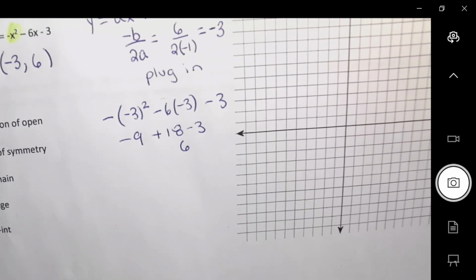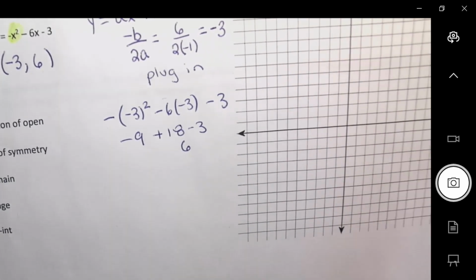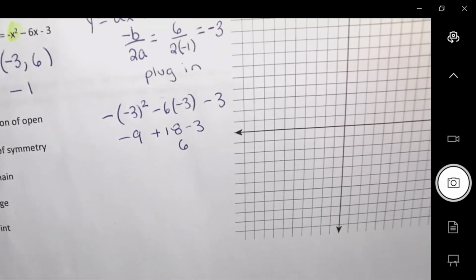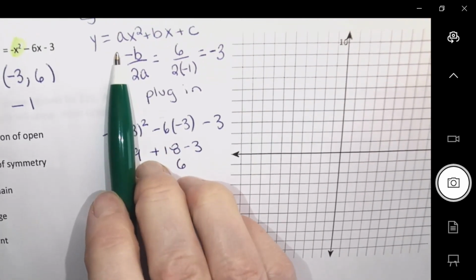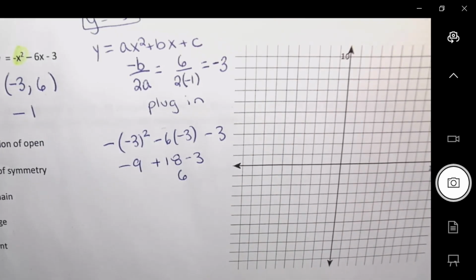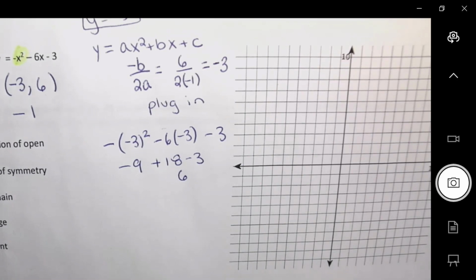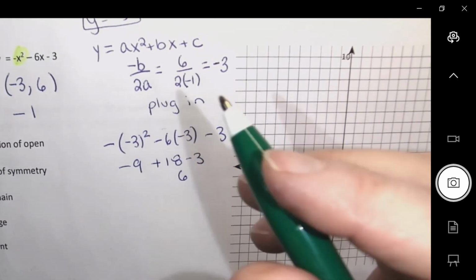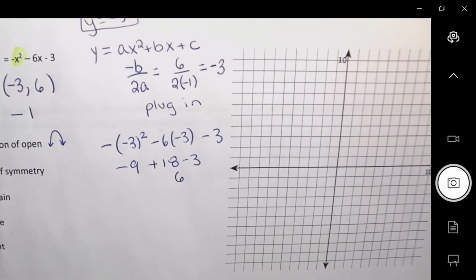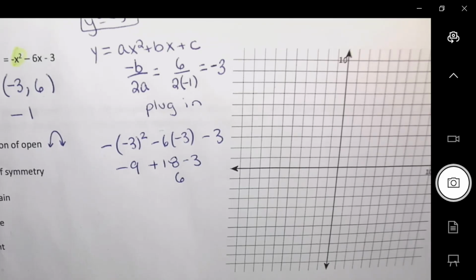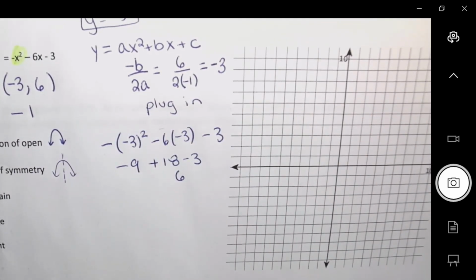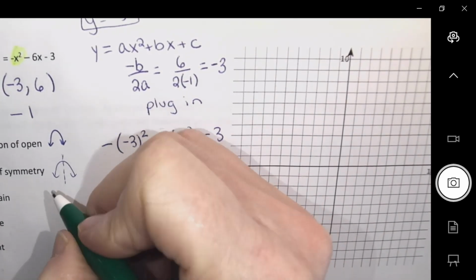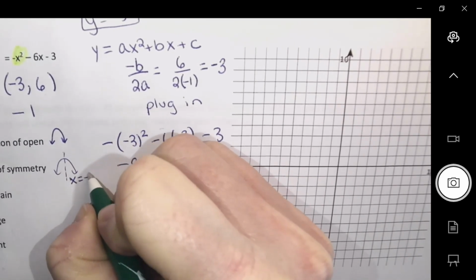What is the slope number? Negative 1. Because I'm always looking at the, which letter? The A. Even in the first one, it was the A. I'm always looking at the A. Doesn't matter the form. So which direction will it open for me now? It's going to open like this. It's going to face like that, down. Axis of symmetry, so that cutting line. X equals negative 3.